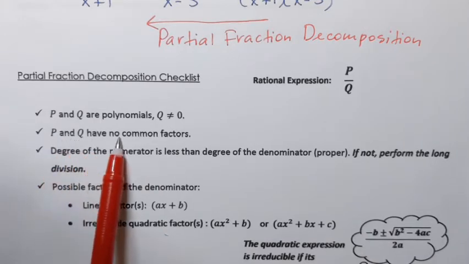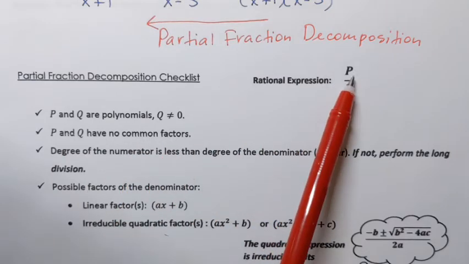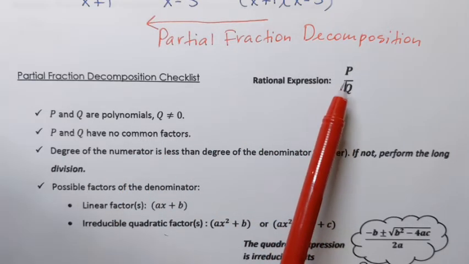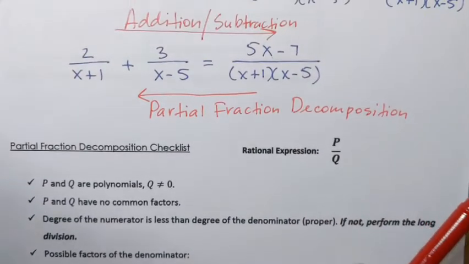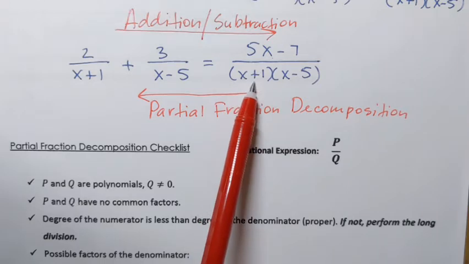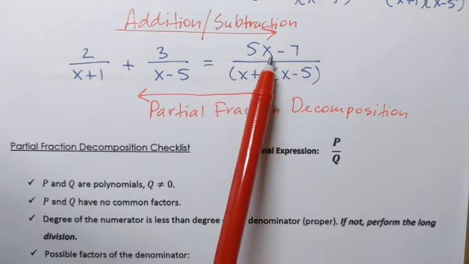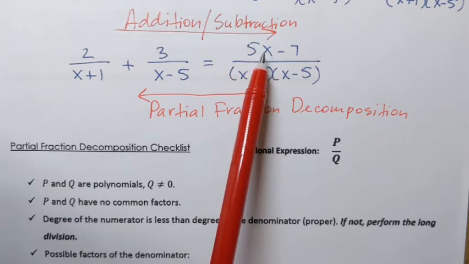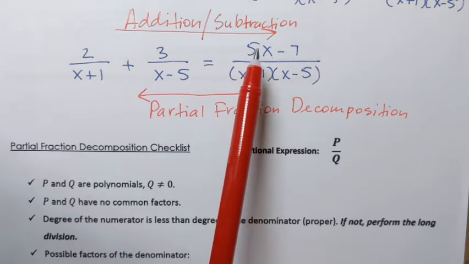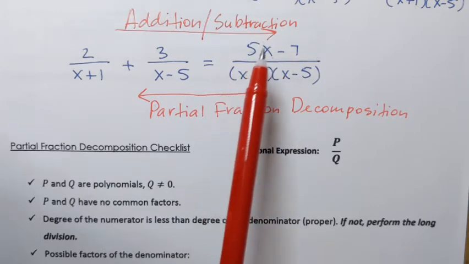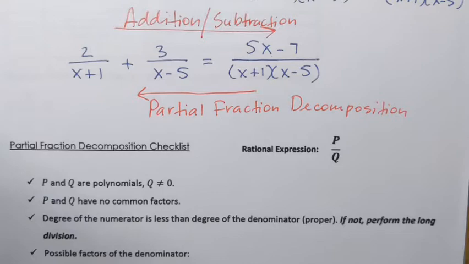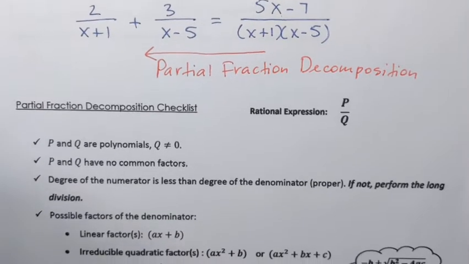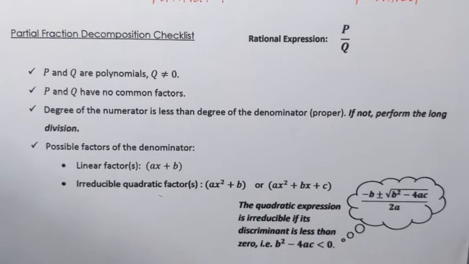Okay, the next item on the checklist. P and Q have no common factors, meaning that if you factor each polynomial, you shouldn't see any common factors. If you find common factors, like if I have x plus 1 on the top, and when I factor the denominator, I also have an x plus 1 factor, well, then we need to cancel them. We need to divide them out so that the final result has no common factors, and only then do we start the process of partial fraction decomposition. So make sure you check that.